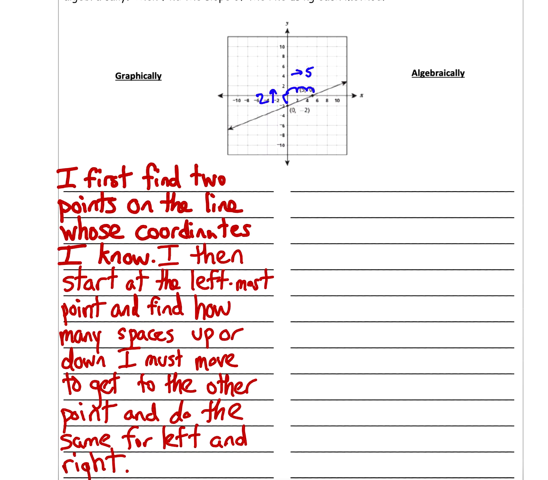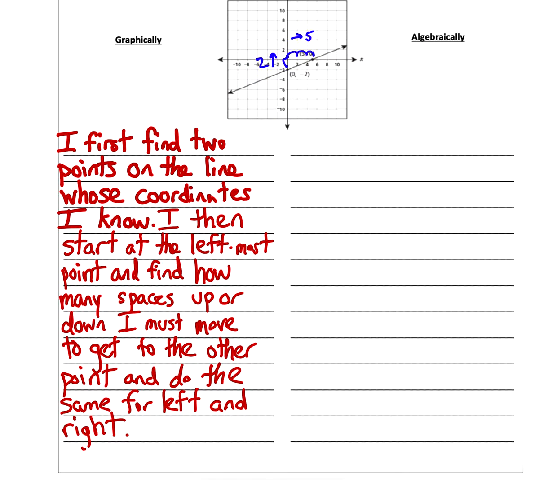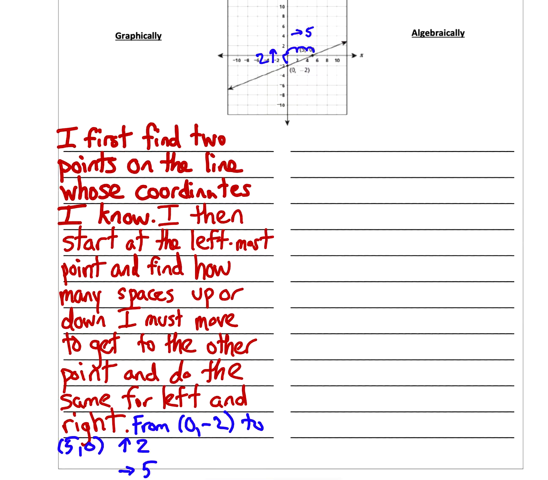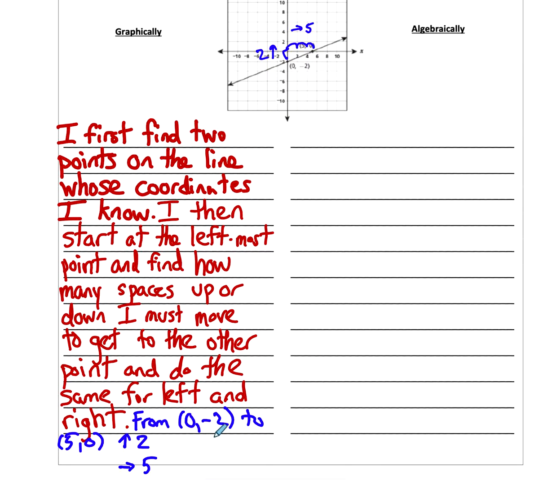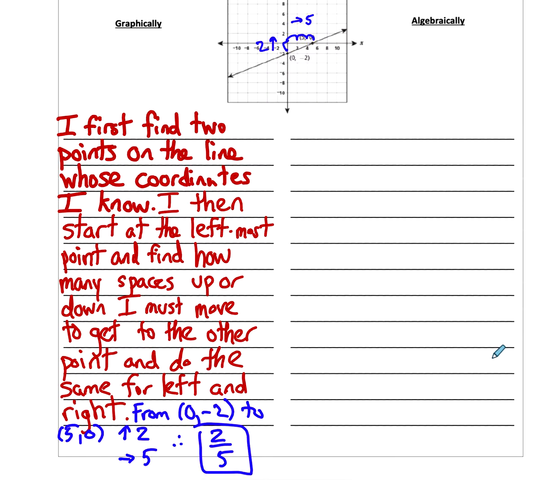So slope is always change in y, so up and down, over change in x, left and right. So to go from 0, -2 to 5, 0, we go up 2 and to the right 5. We're going in the positive direction. Up's going positive, right's going positive. So therefore our slope, the change in y over change in x, would just be 2 over 5. So that's how you would find it graphically.